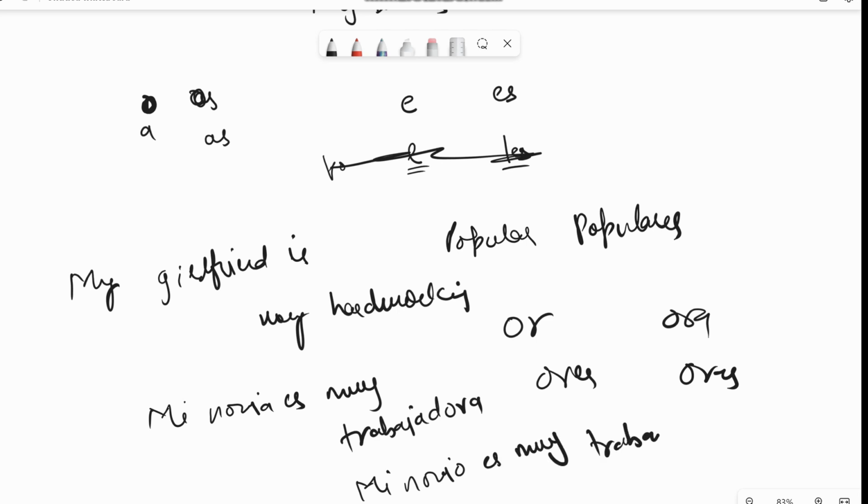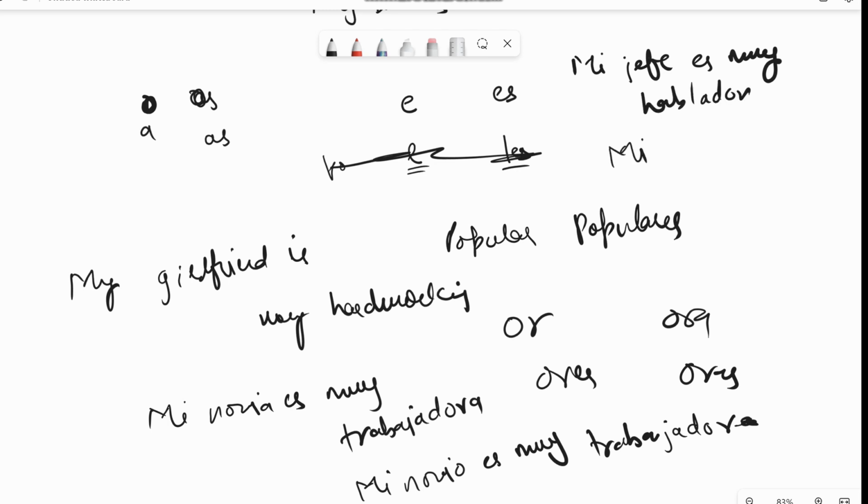Now the mistake a lot of people make here that they write trabajadoro because they're like, oh, I have to change it into masculine, so I'll have to end it with o. No. Remember this rule. If an adjective is ending in or, it is already masculine. In order to make the feminine form, you just add a to or. So mi novia es muy trabajadora, mi novio es muy trabajador. If I say my boss is very talkative, mi jefe es muy hablador. If I say my wife is very talkative, mi esposa es muy habladora.